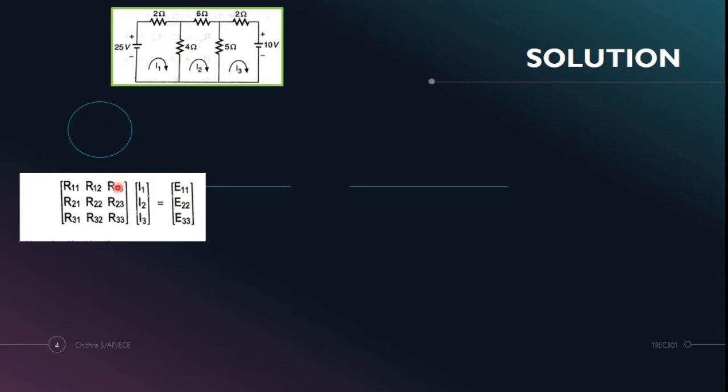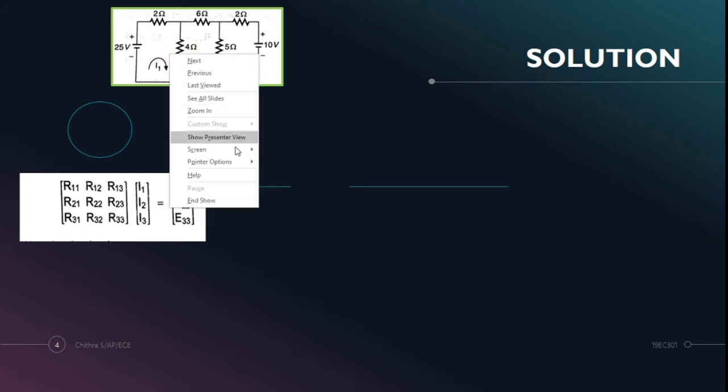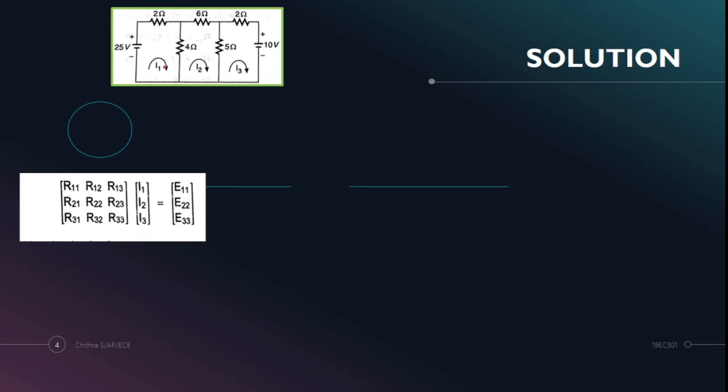Next one is R13. Can we find any resistors common to the first and the third mesh? If you see here, this mesh and this mesh are not at all connected to each other. So R13, the value will be 0. R21 means common between the second mesh and the first mesh. This will be represented by a minus sign, so it will be minus 4.